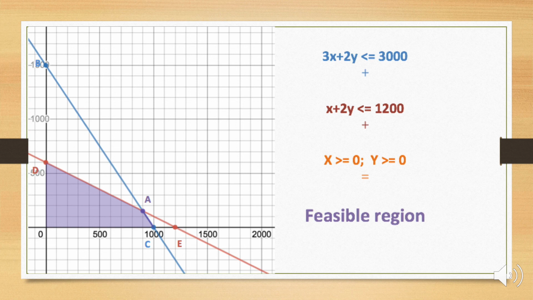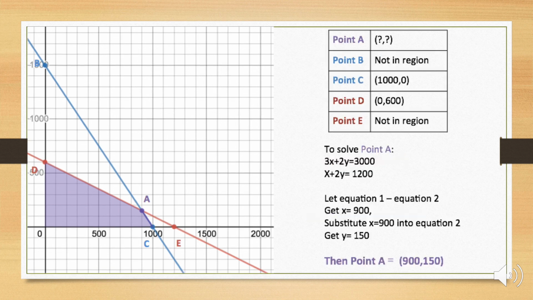Now, the linear programming concept says that the optimal solution will occur at one of these corners or extreme points. The points C and D have already been calculated before, but we need some extra calculation to find the intersection A. Let's apply what we learned in Math 123. So we'll substitute the second equation into the first one to get their intersection, which is 900, 150.